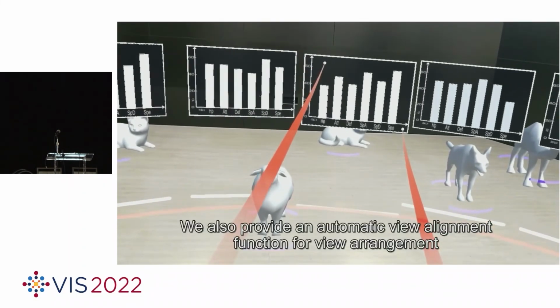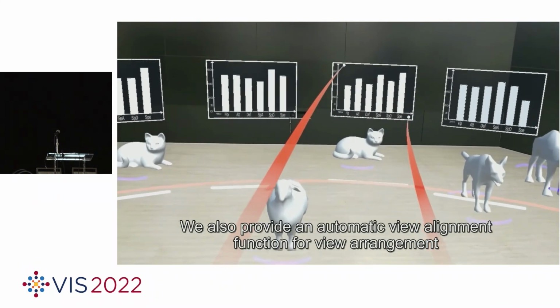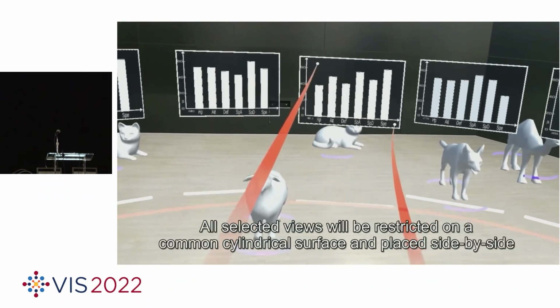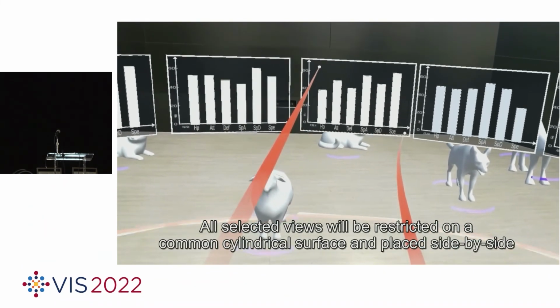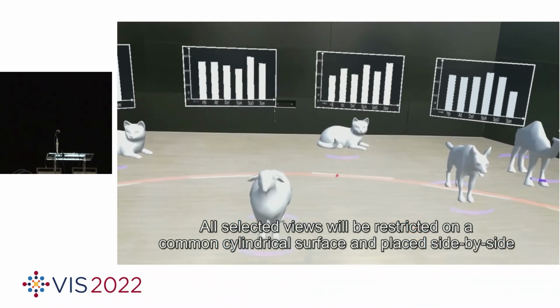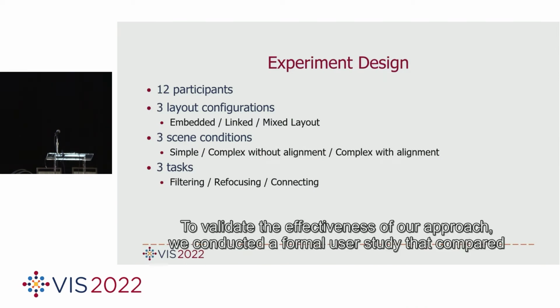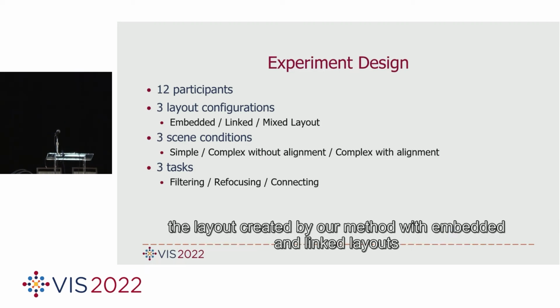We also provide an automatic view alignment function for view arrangement. All selected views will be restricted on a common cylindrical surface and placed side by side. To validate the effectiveness of our approach, we conducted a formal user study that compared the layout created by our method with embedded and linked layouts.